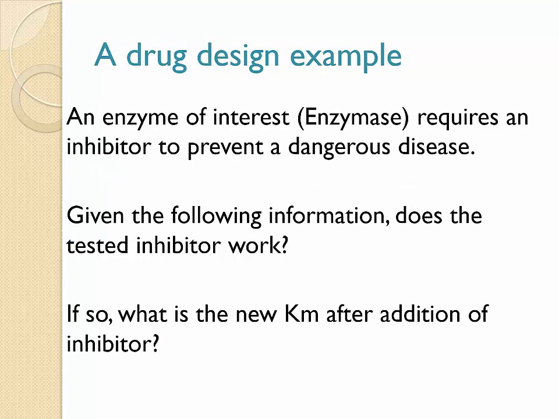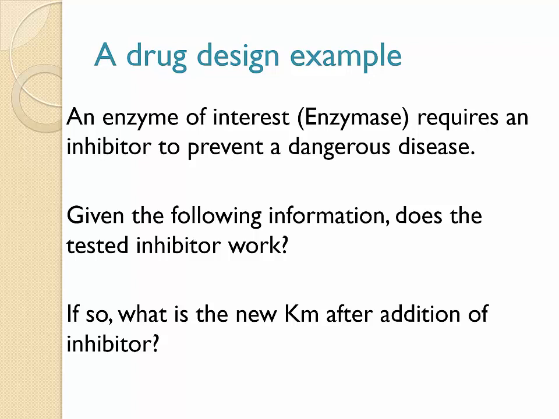So we're going to take an enzyme of interest, just a generic enzyme. I'm just going to call it Enzyme, and we're going to prevent a dangerous disease. We'll call that death. So given the following information, does the inhibitor work? Remember, we're trying to slow down enzymatic behavior. Okay, that's an inhibitor. And if it does work, what is the new Km after the addition of the inhibitor?